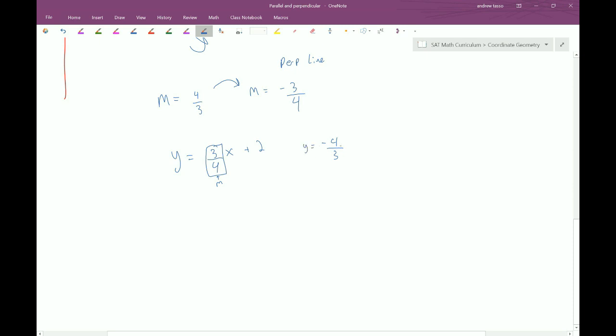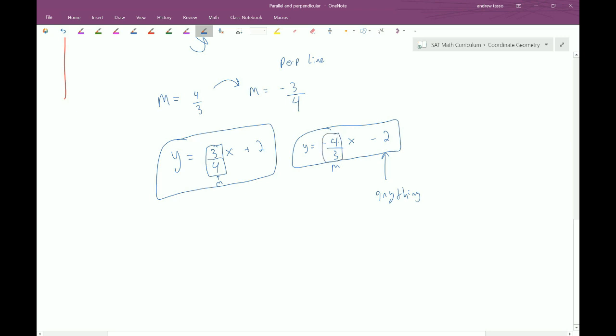So the equation may look something like this, and then it could have anything here. Anything. Okay? And so this line would be perpendicular to this one. Okay? And I know that because their slopes are flipped versions of each other with the opposite sign.